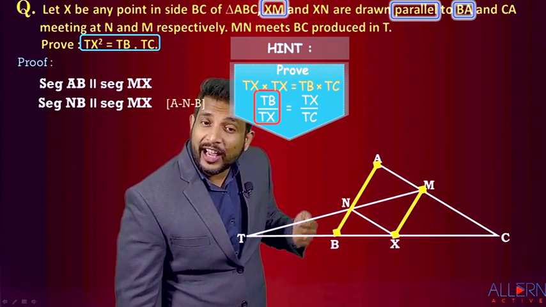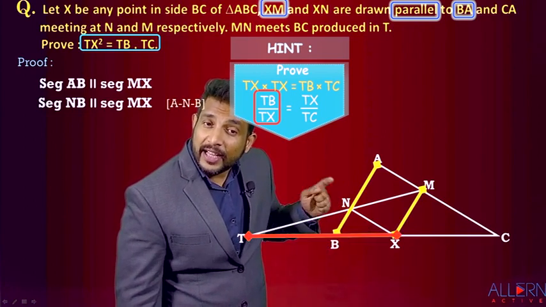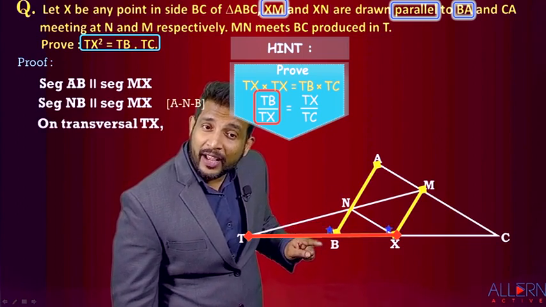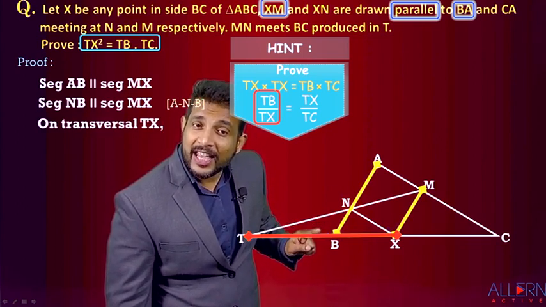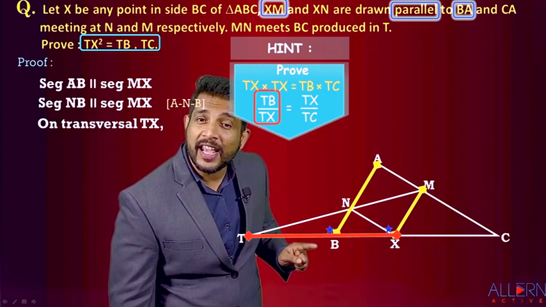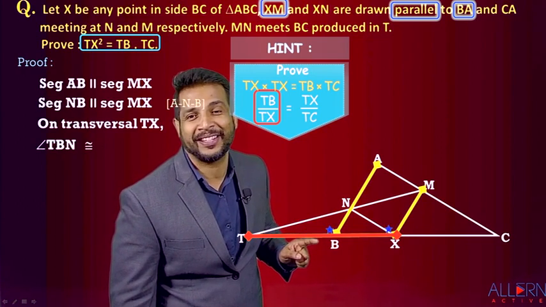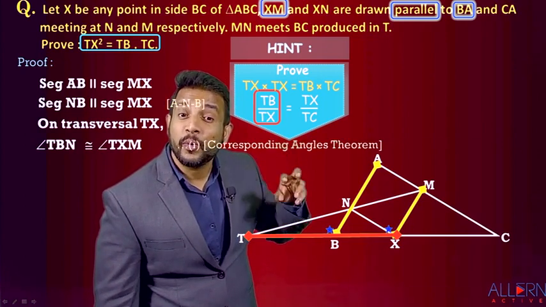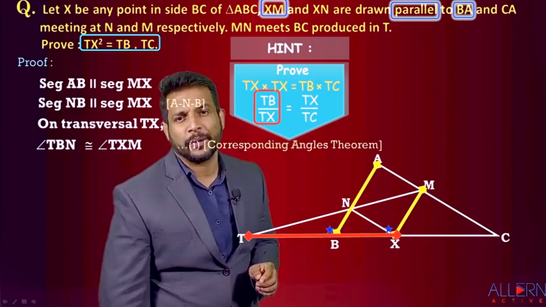Now we consider the transversal, that is nothing but TX is the transversal. So we get a pair of corresponding angles here. That is angle TBN congruent to angle TXM, and that is what we write here. These two angles are congruent. And the reason is the corresponding angles theorem, and that's our result number 1. Was that easy?